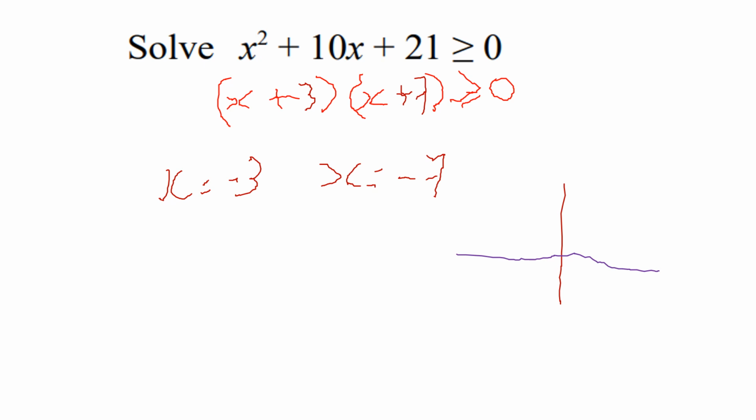We've got -3 and -7, so it looks something like this. Sorry about that, I haven't got the best keypad today, so apologies if I've butchered this a bit.